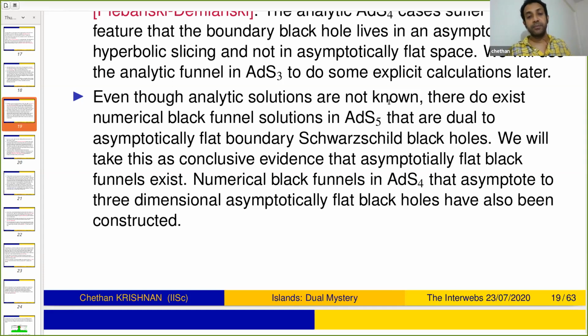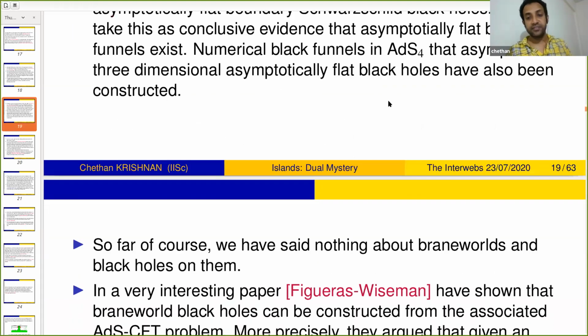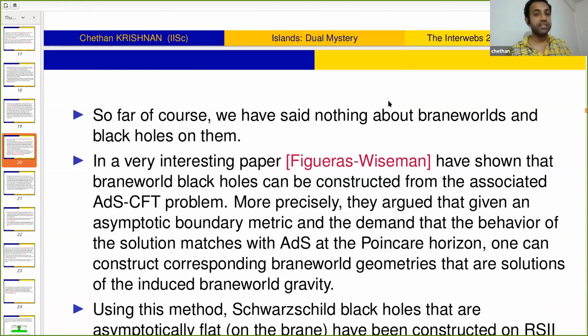There have been papers by Santos and Wei where they actually construct these boundary black holes, boundary Schwarzschild black holes, which are the boundary of these AdS5 black funnels. And in AdS5 and AdS4, people have explicitly constructed numerical black funnel solutions. So the existence of AdS CFT black funnels I'll take as a fact, even when the boundary is flat, meaning a black hole with asymptotically flat boundary.